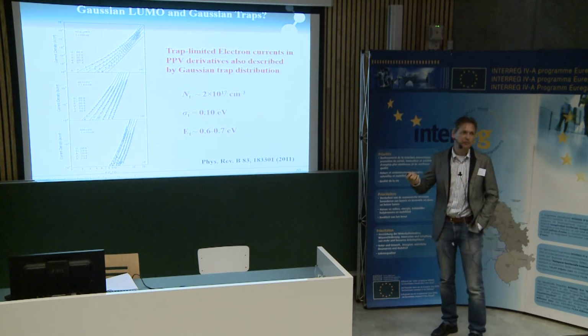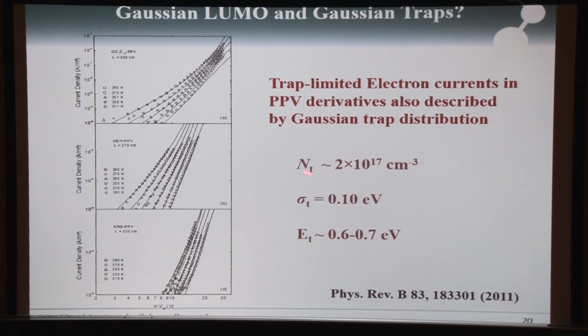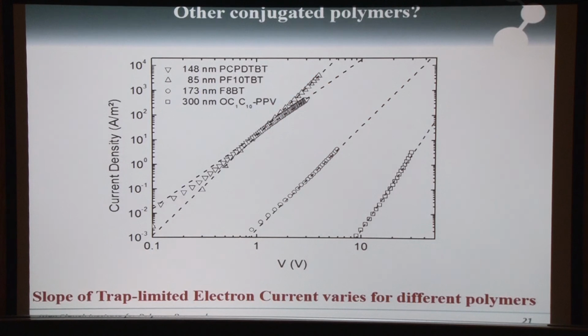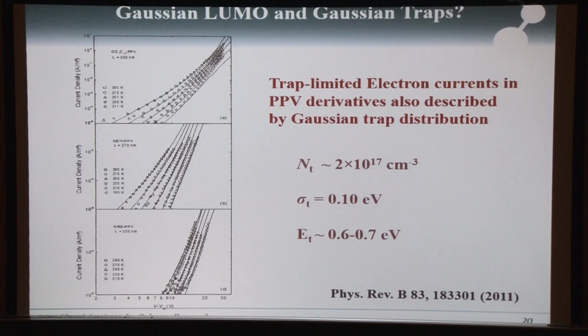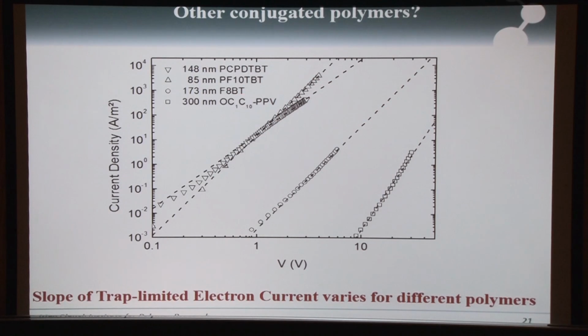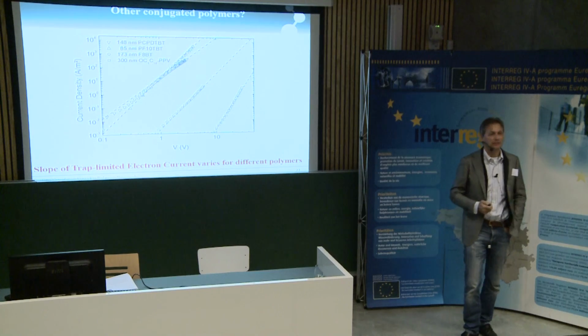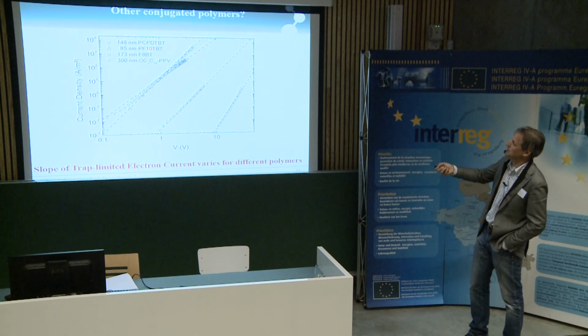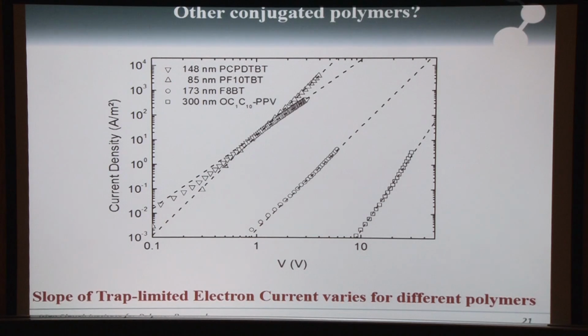So what you can find then is that, again, the concentration is in the 10^17 regime, and the level is something like 0.6 to 0.7 eV below the LUMO. So what we then did, we said, okay, we have nicely done this. We also look at other polymers that, for example, you use in solar cells, like PCPDTBT, PF10TBT, and so on.